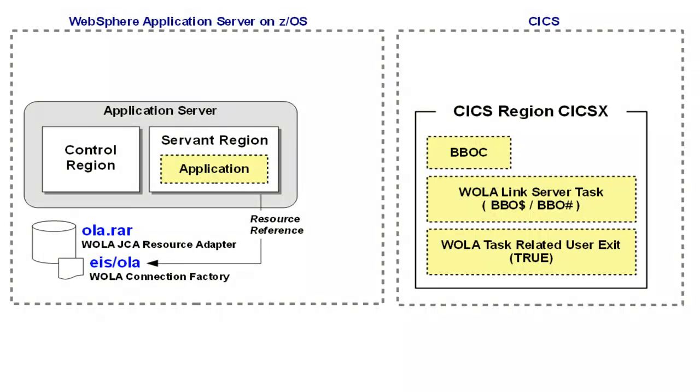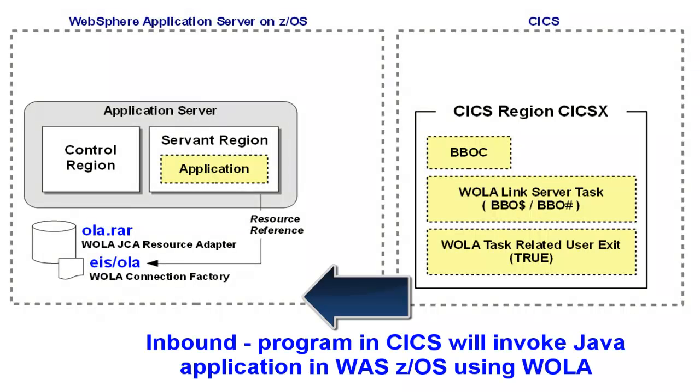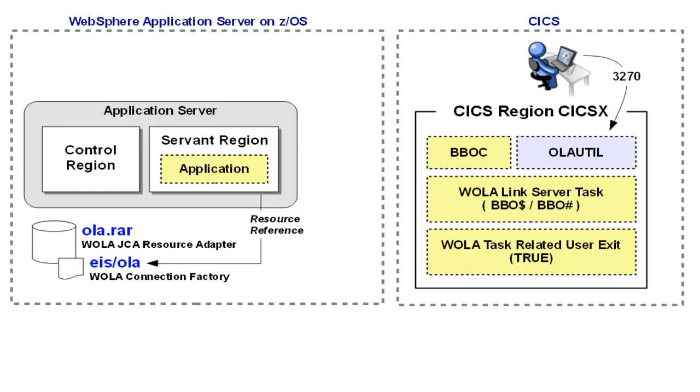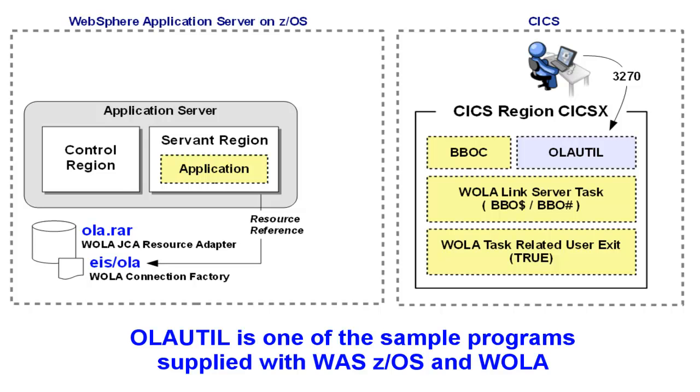For this part of the demo, we're going to reverse the flow. We're going to have a program in KICKS invoke a Java program in WAS over WOLA. So here's the environment, more or less how we left it before. And for this demo, we're going to use a sample program called OLAUTIL, which is a 3270 program, and that'll be the program in KICKS we'll use to initiate the call over into WAS.